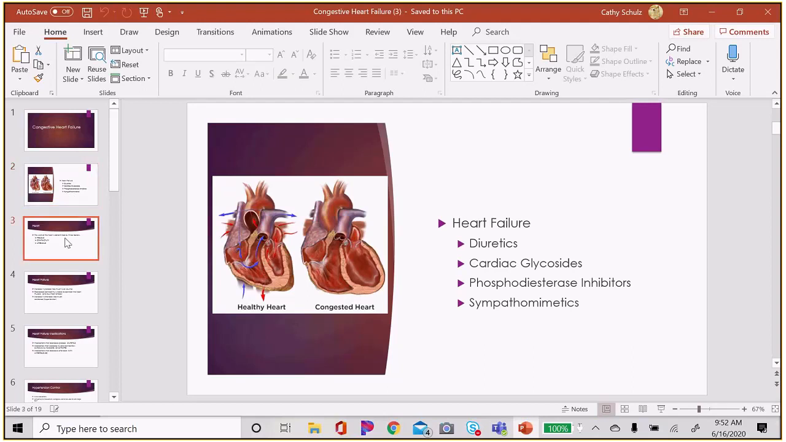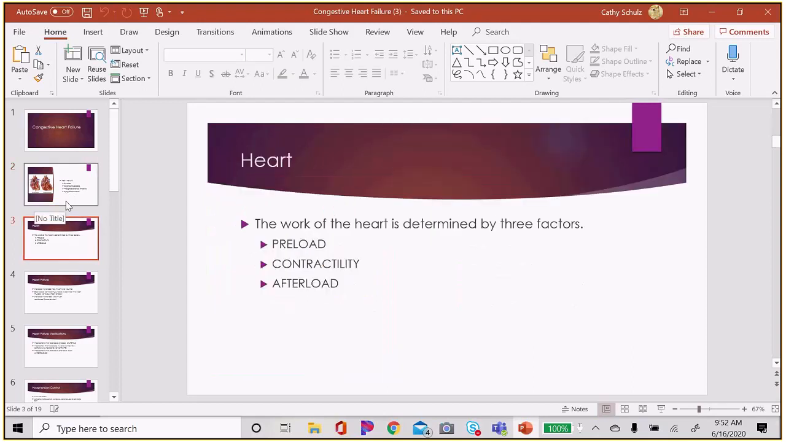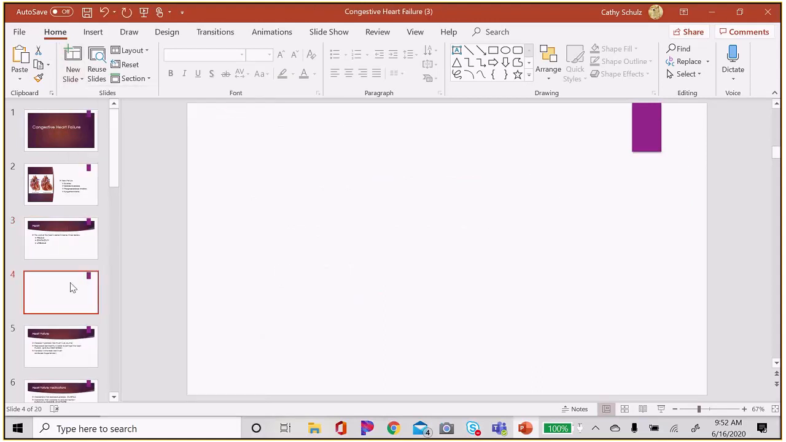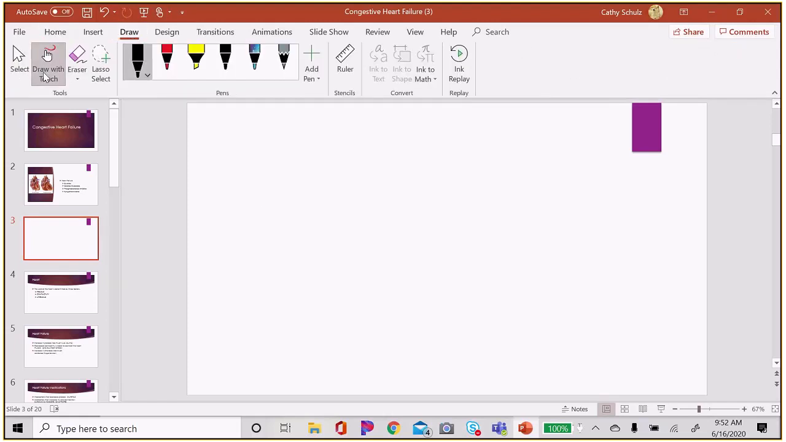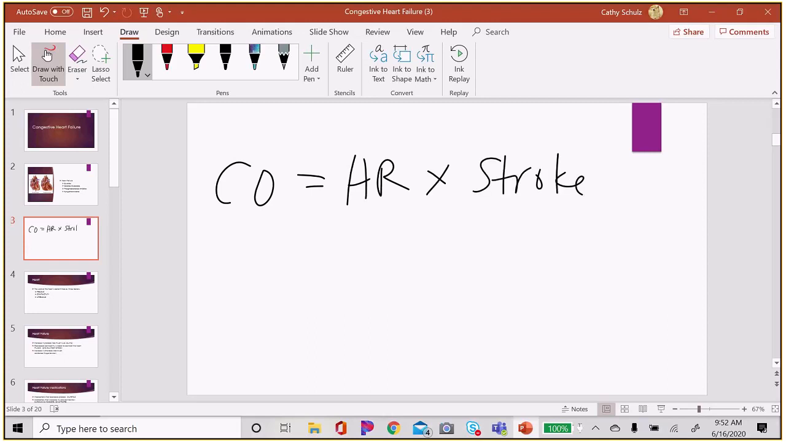So we're really talking about cardiac output. We want the heart to eject enough blood during systole, during the time when the ventricles contract, in order to get the proper amount of cardiac output so that our body gets enough oxygen. So cardiac output equals heart rate times stroke volume. I'm not sure if you've ever seen that before, hopefully.